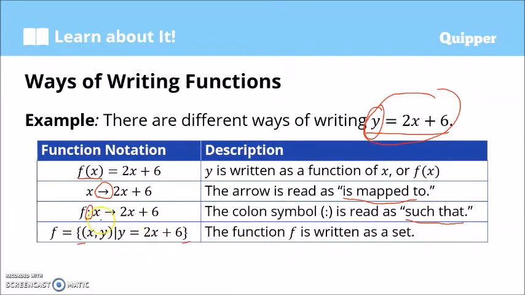So, the function f here is written as a set. Kapag meron tayong braces, class, it denotes a set. Okay? So, this is read as f equals the set of, or f is the set of the ordered pairs x, y. Then this vertical line is also read as such that. Okay? Just like this colon here. Such that y is equal to 2x plus 6.